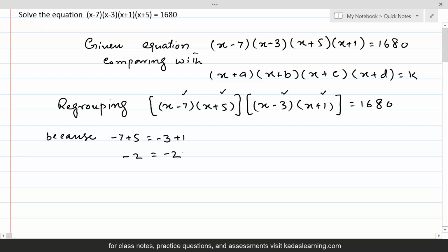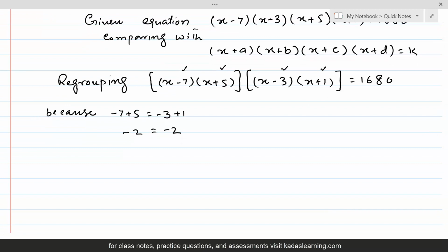This does have an effect on our solution. That's why we have to make sure that if we have four factors on the left hand side, we should make two groups of two factors in such a way that the sum of the constants in one group is equal to the sum of the constants in the other group, just like we did in this example.